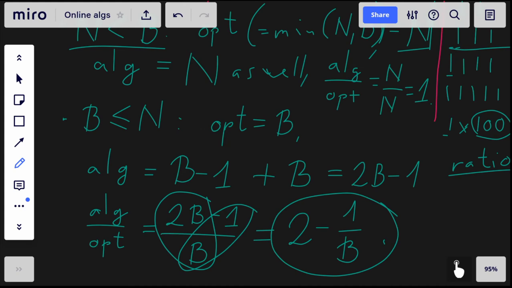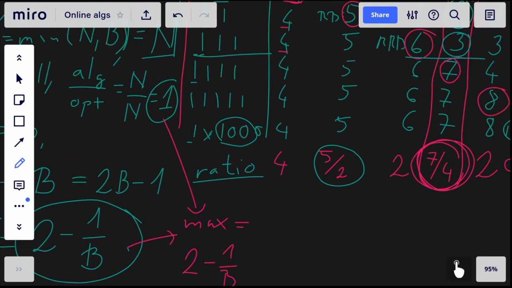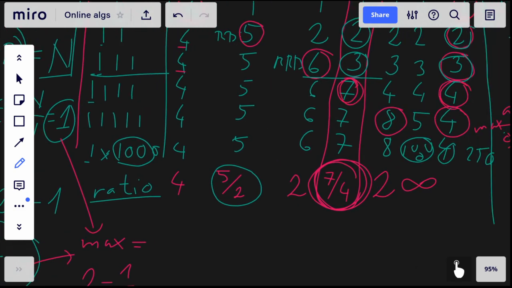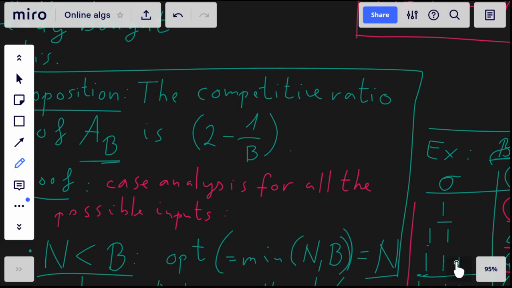And this is of course larger than 1. So since I have to compute the competitive ratio of an algorithm, I will just have to take the maximum of these two values, and since b is at least 1, 2 minus 1 over b is also at least 1. So if we increase b, then this value will become larger. And so the maximum is exactly 2 minus 1 over b. This is the same as what happened here. So here we had 7 over 4, which is exactly 2 minus 1 over 4. So we have proved that the competitive ratio of this algorithm is actually 2 minus 1 over b.